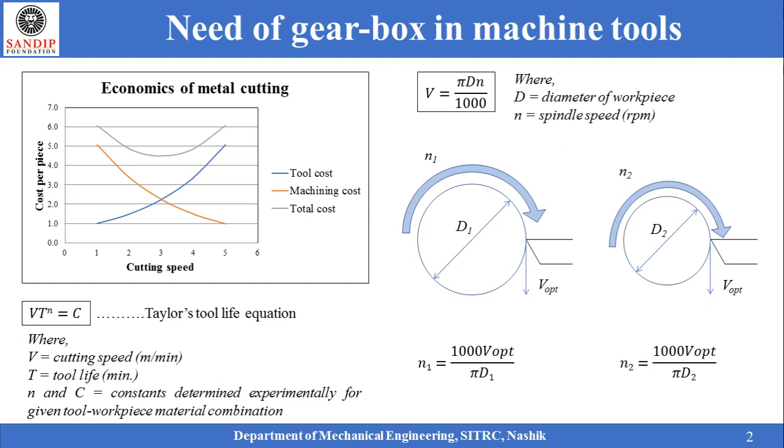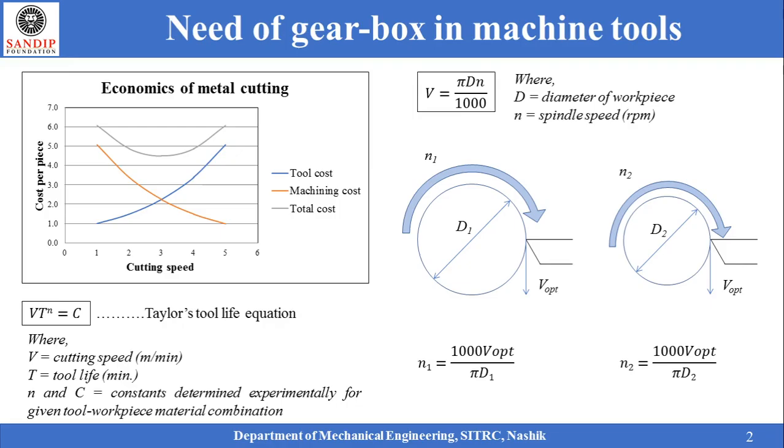Thus, cutting speed and tool life are inversely proportional to each other, which are reflected with the help of this blue curve in this plot. At lower cutting speeds, tool life will be higher, which results in lower tool cost, whereas at higher cutting speed, tool life will be lower, which results in higher tool costs. However, at lower cutting speed, the machining operation will take longer time, which increases other associated costs of machining, which are shown by orange colored curve.